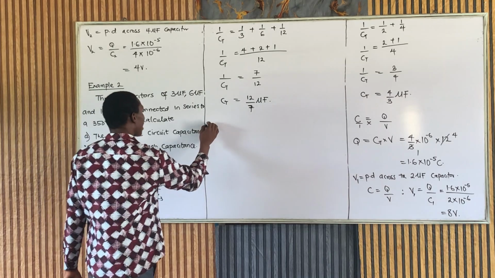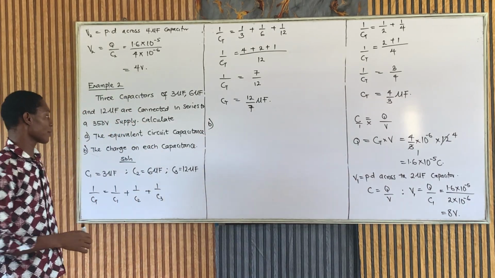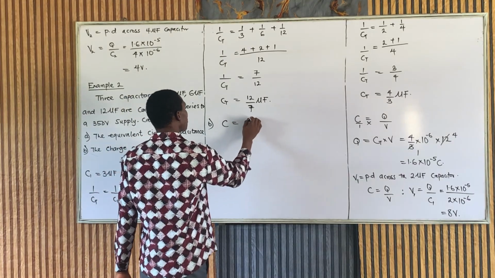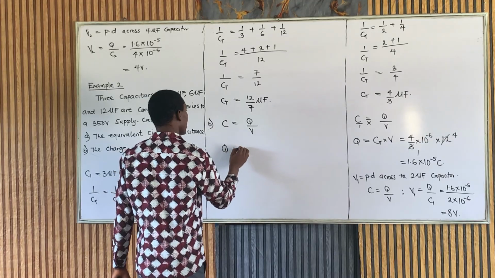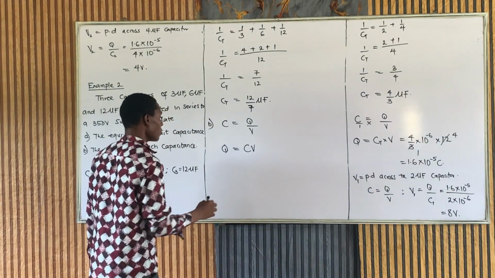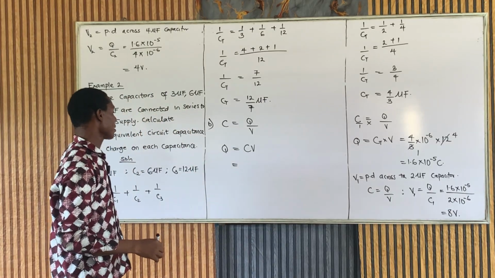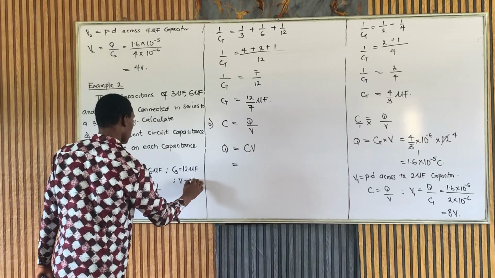Now the second one, B. The charge on each capacitor. Well, we know that C is Q over V. Hence, Q is CV. Now, what is our C? We are given our V. We didn't include that here. Our V is 350 volts.